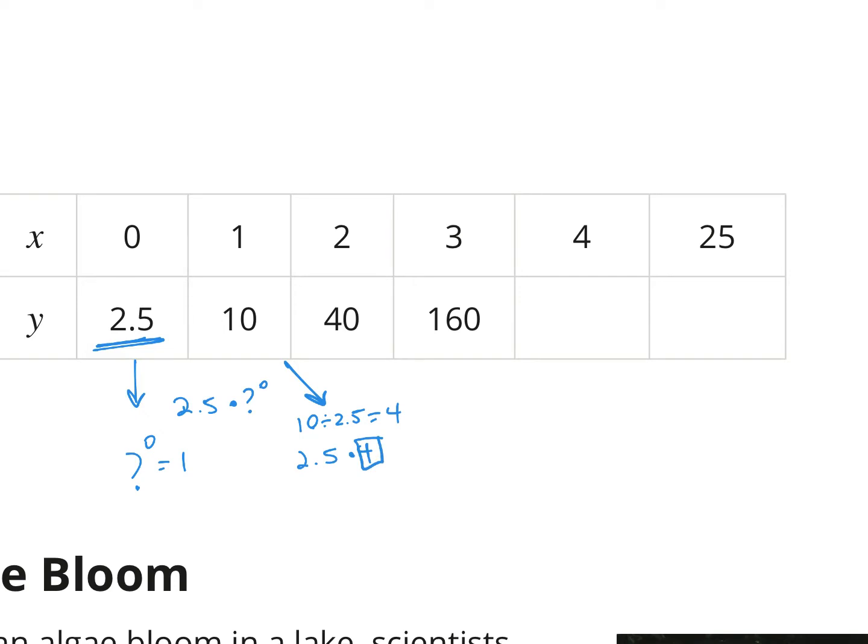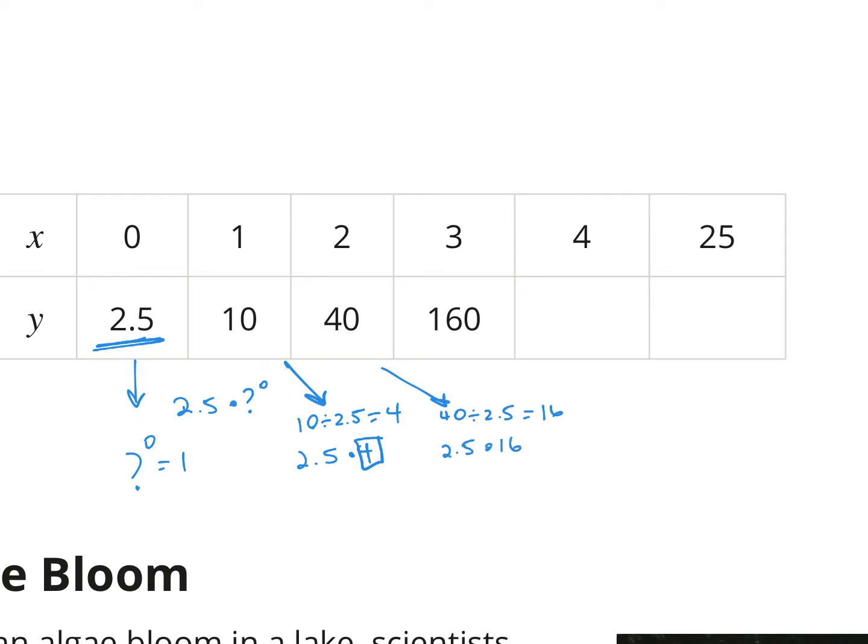Now, I'm not sure what this is as a power or an exponent yet, but I do know that what I'm multiplying 2.5 by is 4. I'm going to repeat that for 40, right? So I'm going to do 40 divided by 2.5, which is 16. So this time I have 2.5 times 16.